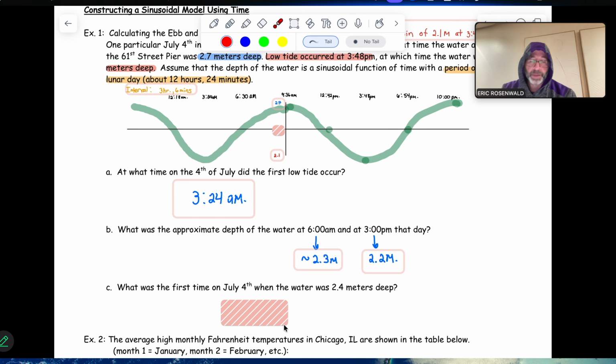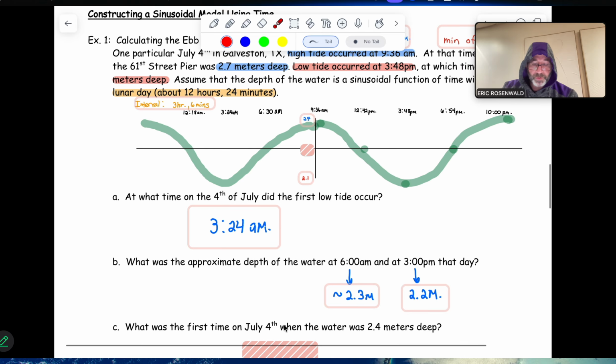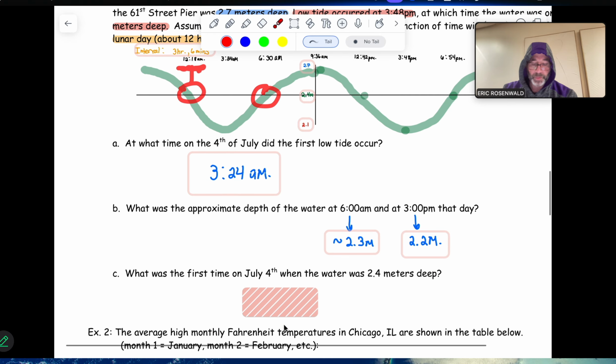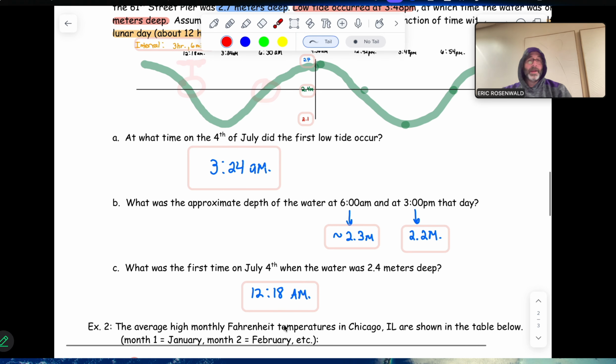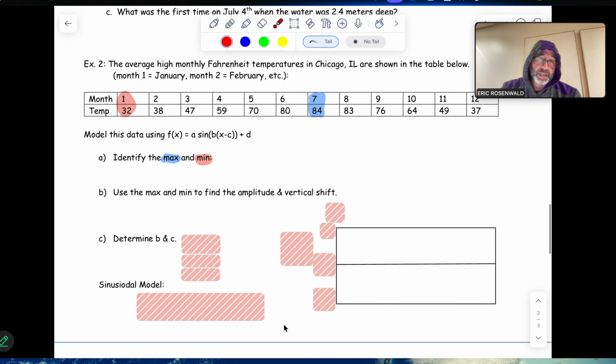Okay. What was the first time on the 4th of July when the water was 2.4 meters deep? Well, 2.4 meters is right here. We could see it happens right here, but it also happens before that right here, and that's at 12:18 a.m. There you go. All right, and the last question here. This is a fairly easy one to kind of piece together, but let's talk about it anyways.